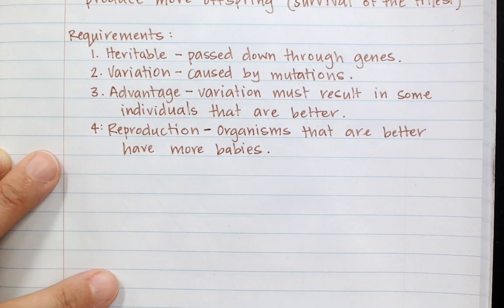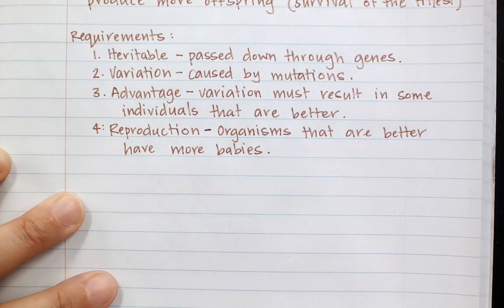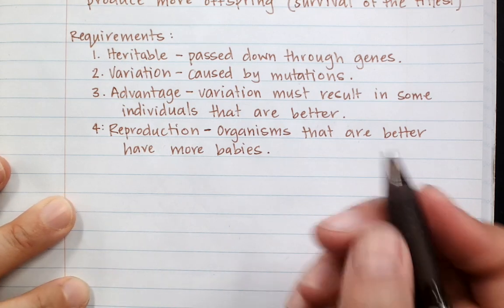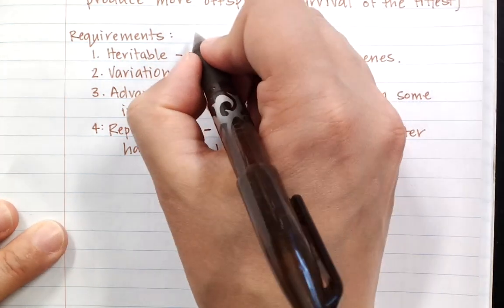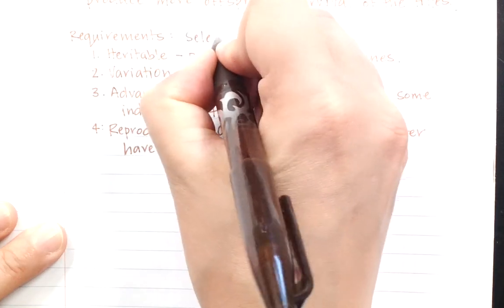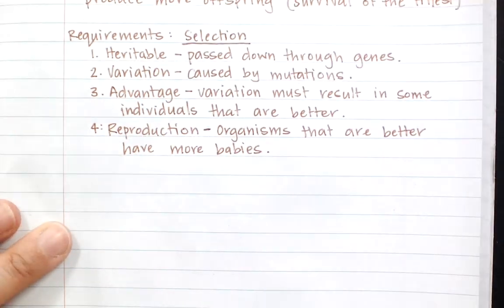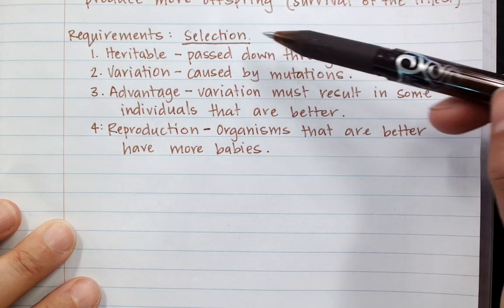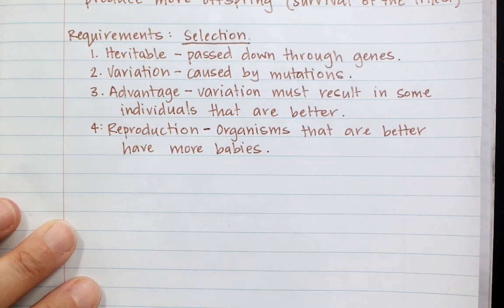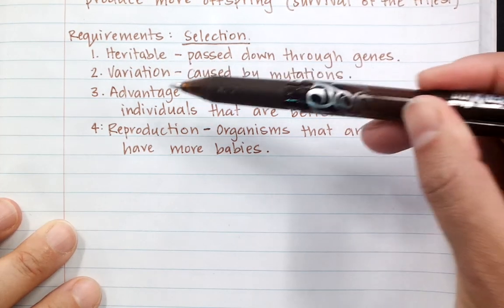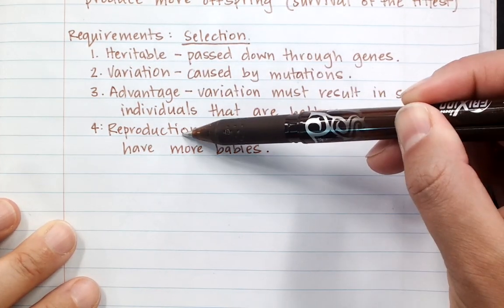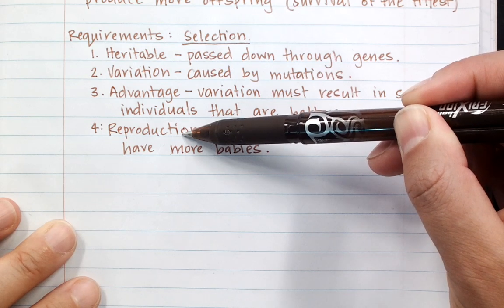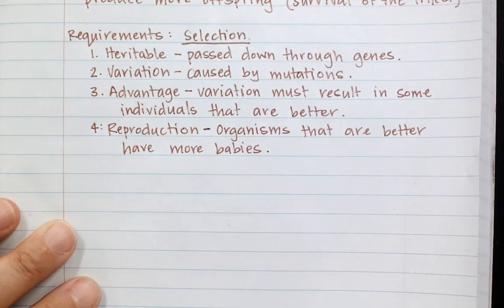All right, and then it leads into one more thing. So I'm not going to actually add it here. I'm just going to put up here selection, because all of these things are going to lead to us having a selection. The environment is selecting some organisms that, because of their variation, have an advantage and therefore are able to produce more offspring that have their traits. It all kind of goes hand in hand.